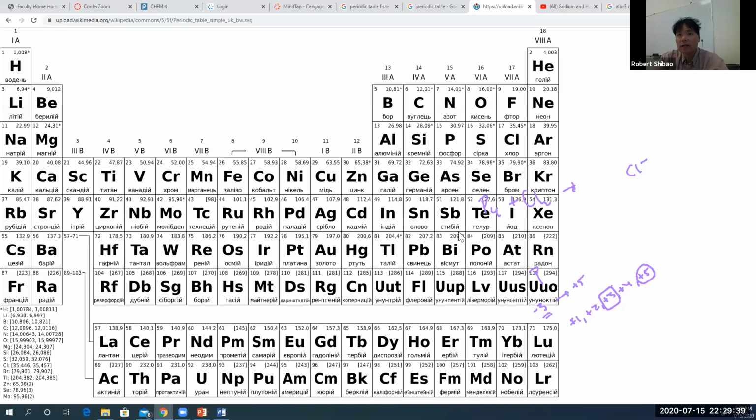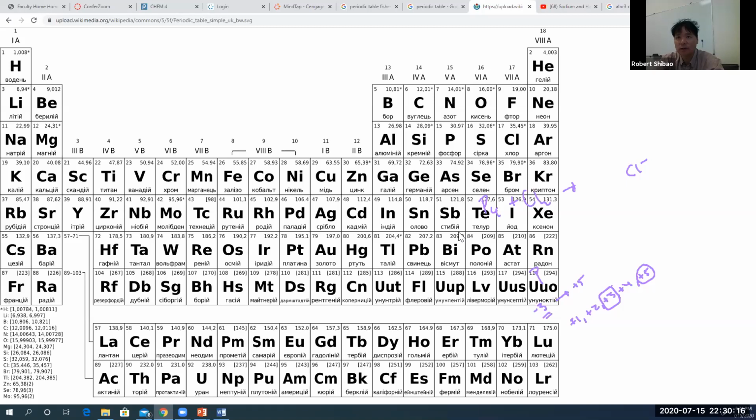So phosphorus likes to do 3 and 5. Like tin, what does tin like to do? Does tin also like 3 and 5, or lead? What does lead like? Two and 4, great. Yeah, tin and lead, those like 2 and 4.